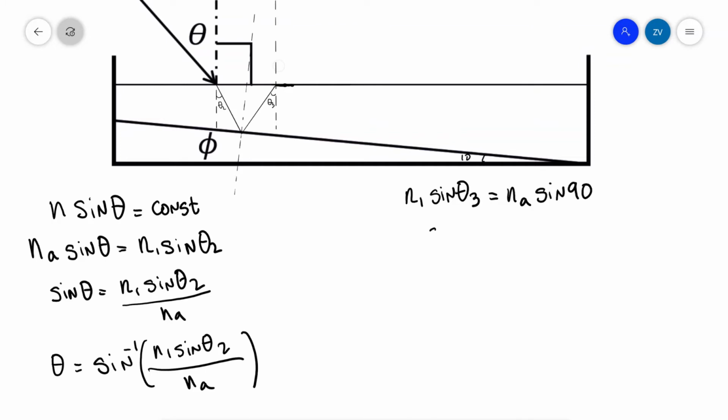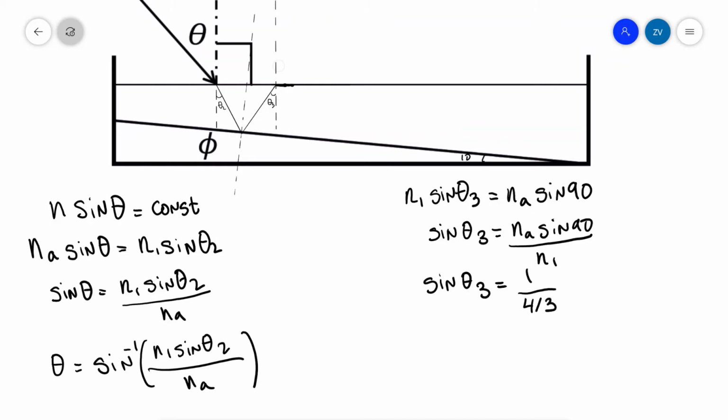So this means that the sine of our critical angle will be equal to NA sine of 90 divided by n1. Now NA is 1, sine 90 is 1, so the sine of the critical angle is going to be 1 over the refractive index of the original substance, which is 4/3. If you're doing OCR physics by any chance for your A levels, there's a formula. I'll just write this over here, that says that sine of the critical angle is 1 over n. We've essentially just derived that formula from scratch.